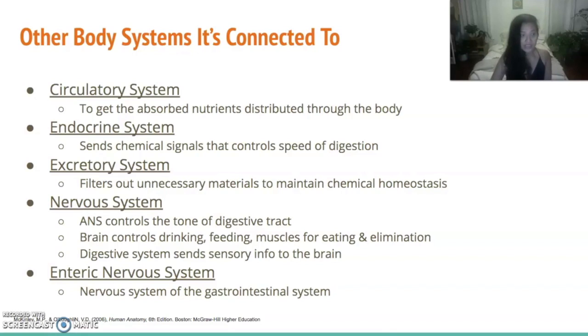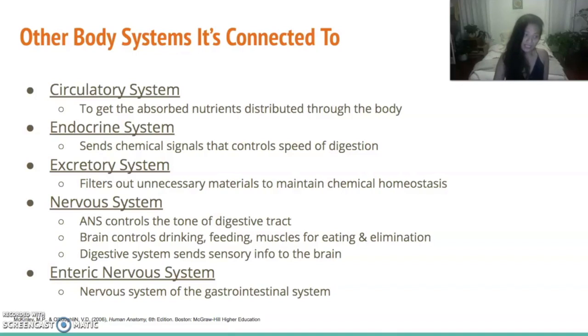It's also connected to the nervous system. The tone of the digestive tract is controlled by the ANS, and the brain controls drinking and feeding behaviors. The gastrointestinal system also has its own nervous system, which is called the enteric nervous system, which is embedded in the lining of our gastrointestinal system and operates independently from the brain and the spinal cord.